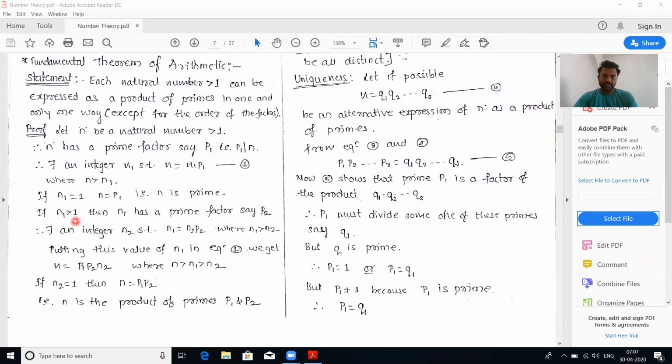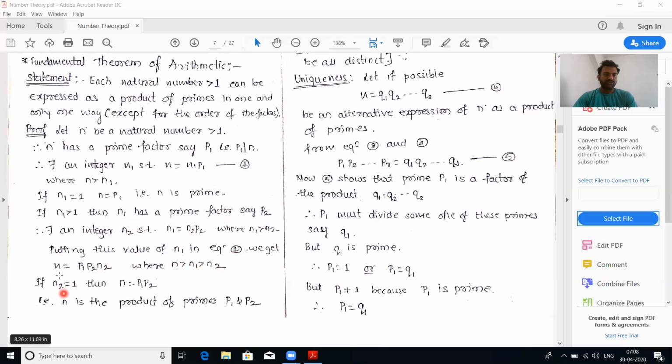Suppose n1 is greater than 1. Then n1 again has a prime factor, say p2. According to the definition of divisibility, there is an n2 such that n1 is equal to n2 into p2, where n1 is greater than n2. Now putting this value of n1 in equation 1, we get n equal to p1 p2 into n2, where n is greater than n1, which is greater than n2.